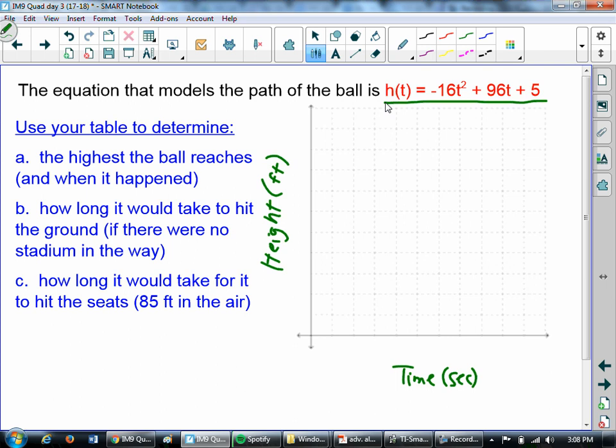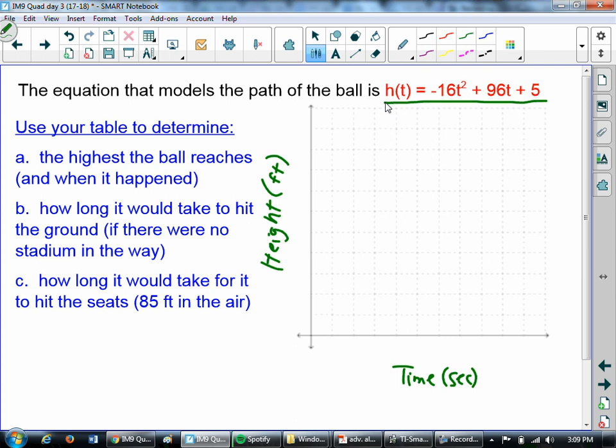Some of the questions that we want to answer. Think about some of the questions that you might ask. How high did the baseball go? When will the baseball actually hit the ground if the stadium wasn't there? Or how long did it take for the ball to actually hit the stands that were 85 feet up in the air? So these are some of the questions. What we're going to do is start by answering those questions using our calculator.